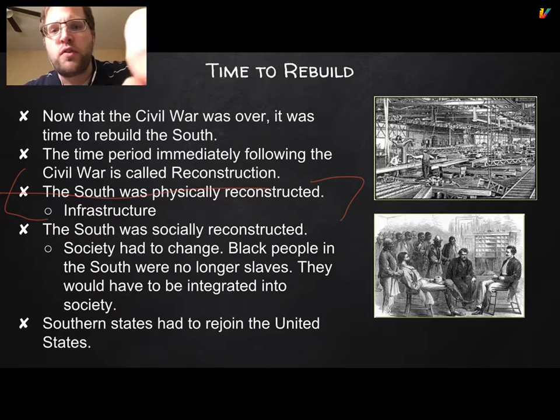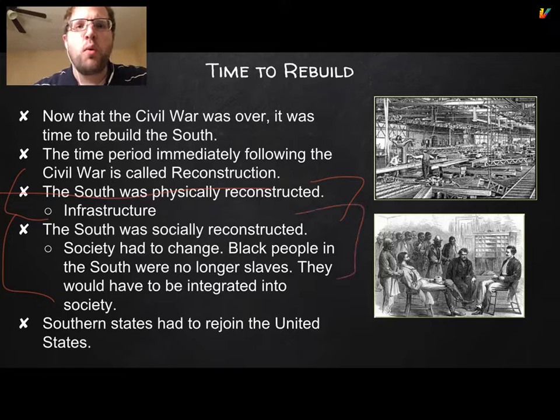And then there's also the social Reconstruction. And when we're talking about social Reconstruction, we're talking about integrating into society the freedmen, the former slaves, right? And so what is their life going to be like? Because they went from being slaves to not being slaves, and how are they going to make a living? How are they going to support their families? Where are they going to live? All of those kinds of things.